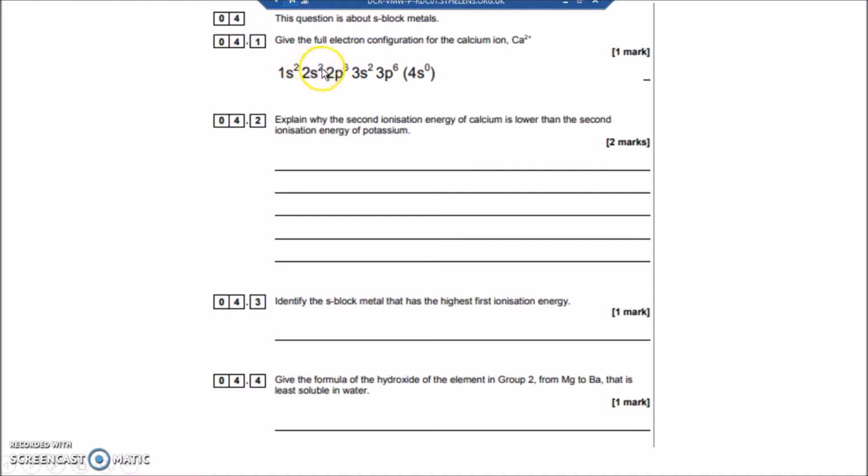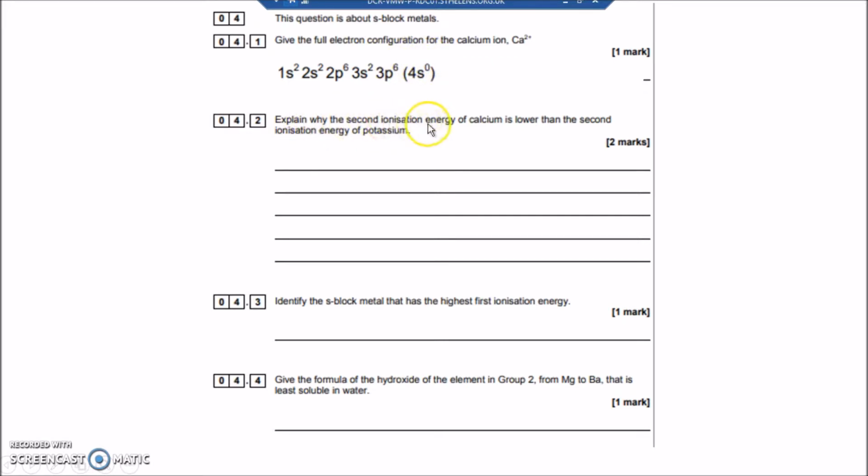So it's 1s2, 2s2, 2p6, 3s2, 3p6. 2 add 2 is 4, add 6 is 10, add 2 is 12, add 6 is 18. So it had 20 electrons when it was an atom, lost 2 electrons, and now has 18 electrons. It's lost its 4s electrons, so you can just leave that off if you want to.